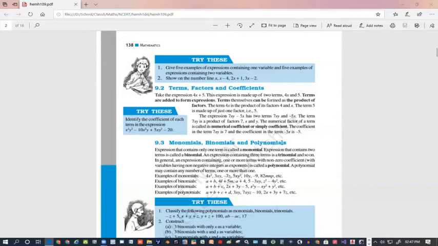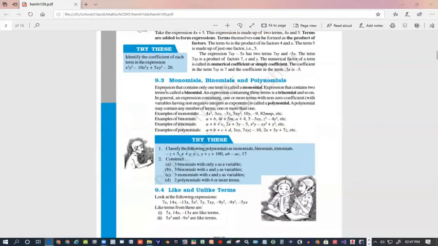Monomials, binomials, and polynomials. So now we will start new things. What are monomials? Monomials will have only one term. See example, 4x square. It is just one term. There is no addition or subtraction in between the terms. Only product and division can be there.